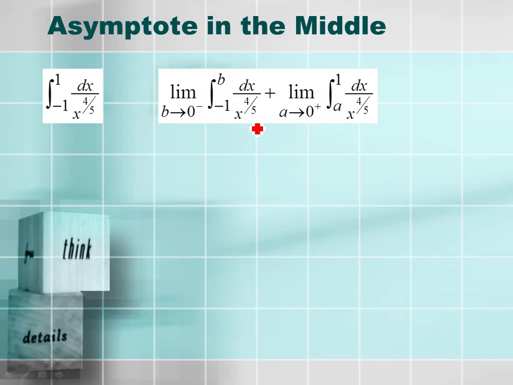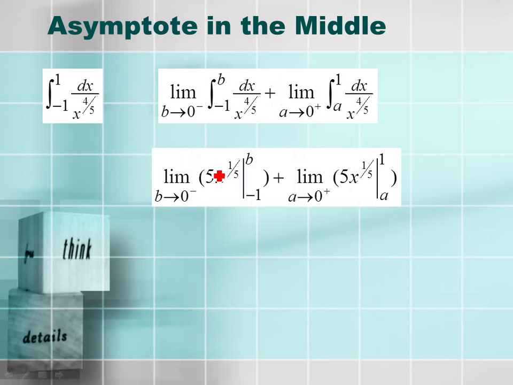Okay, the antiderivative will be the same on both of these. We have x to the negative 4/5, so I add 1 to negative 4/5, I get 1/5, divided by 1/5 will give me 5. So I have 5x to the 1/5 for both my antiderivatives. Now I'm going to evaluate it going from negative 1 to b, and then from a to 1.